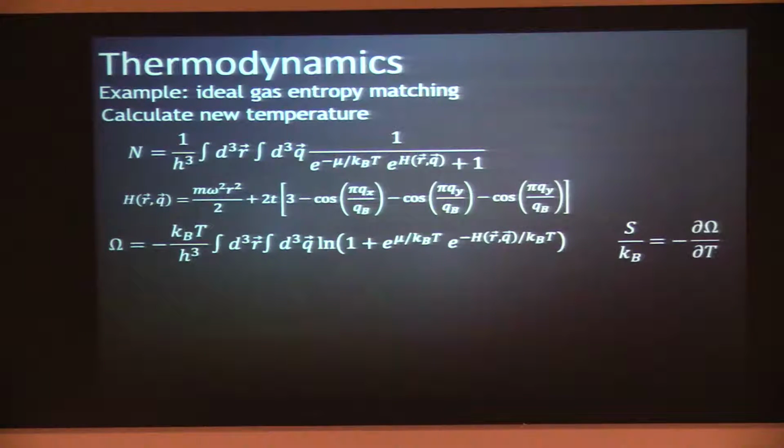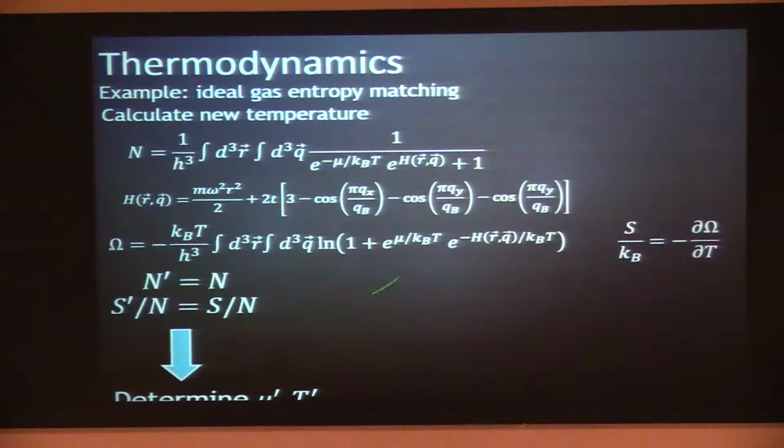And I also can write down integrals for the entropy, right? I can write down the integral for the thermodynamic potential, if you like to think that way. You pick the way you want to think. I can write down an integral for the entropy, and the entropy is just the derivative of that thermodynamic potential with respect to temperature. These integrals now are equations which together tell me what the new chemical potential and temperature are. After I've turned on that lattice, the number of atoms hasn't changed. I know the entropy per particle hasn't changed. And so I can put these two equations together and solve them simultaneously to determine the new chemical potential and new temperature in that optical lattice.